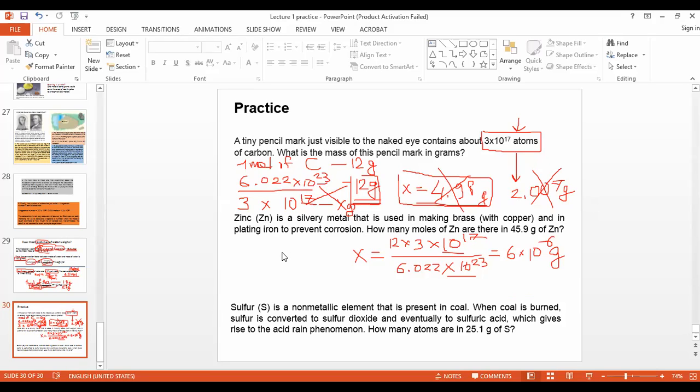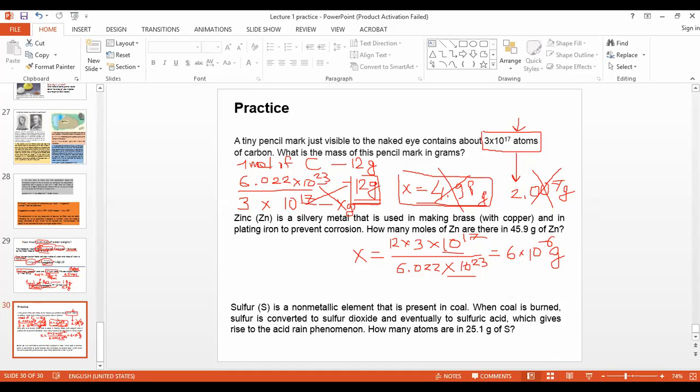To find the moles, yes, you need to divide mass over molar mass. And to find the mass of a molecule, you divide the number of atoms by the Avogadro's number. Yeah, so then why did you add the 12 with the 3 times 10 to the power of 17? You need to divide only the number of atoms by.